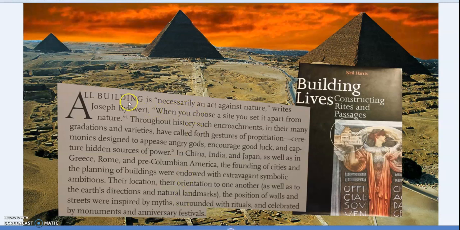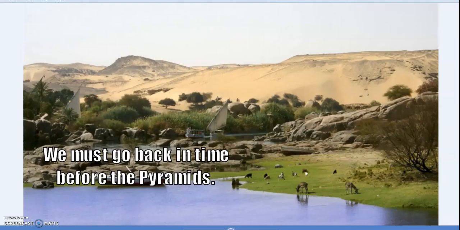Now, the most important part is that all building is necessarily an act against nature. When you build something, you have to destroy nature, and so this is why we still have groundbreaking ceremonies, which lead to topping out ceremonies and ribbon cutting ceremonies. These are part of a long tradition that goes back, and it's across the world: India, China, Japan. Some very interesting similarities between their ceremonies of groundbreaking, cornerstones and building openings as well. But we'll be focusing on Egypt.